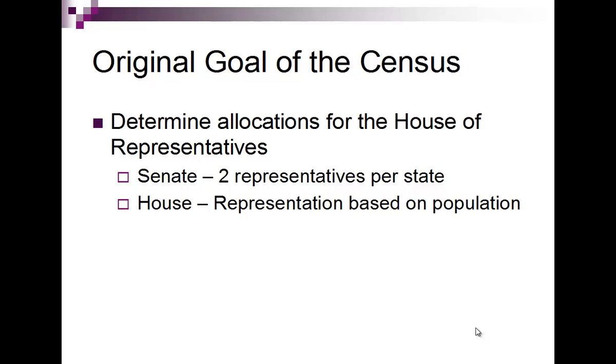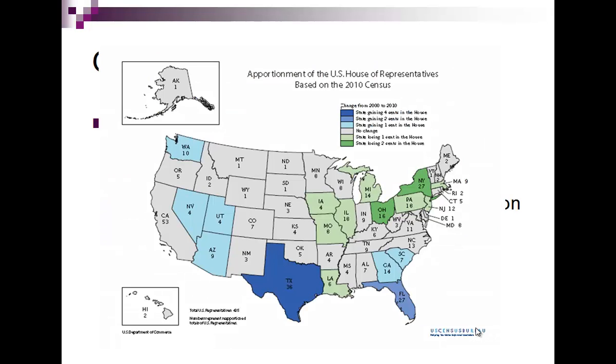The original goal of the census was to determine the allocation for the House of Representatives. You can see this for the 2010 census. States like Texas, Florida, South Carolina, Georgia, and Arizona gained people in the House. Since there's 435, guess what? States are going to lose. So even though states like Ohio and New York probably gained population between 2000 and 2010, they didn't gain it as fast as these other states.